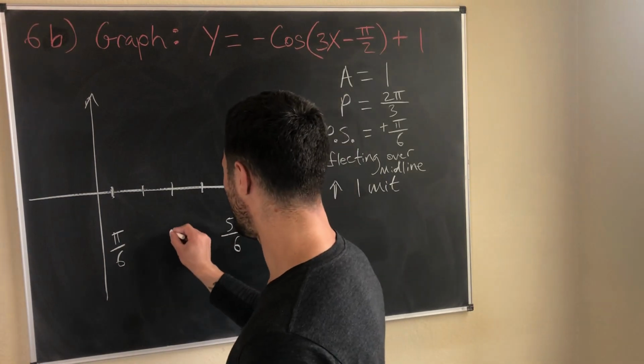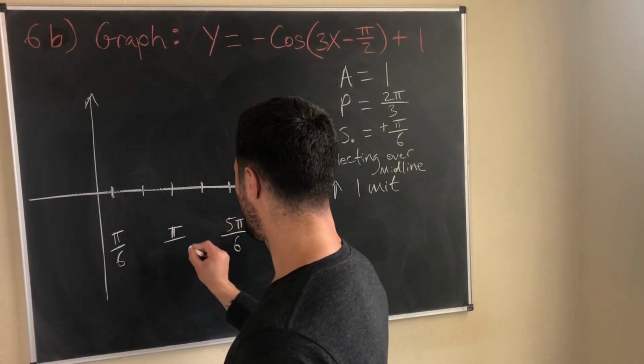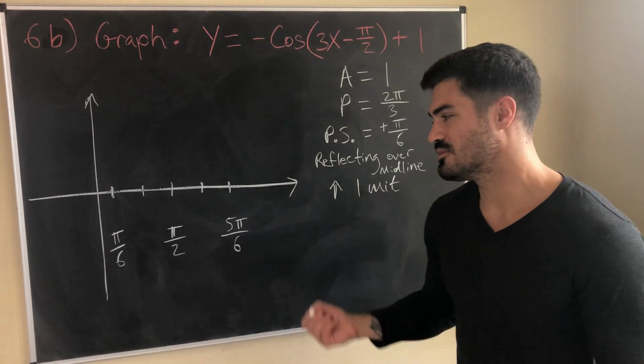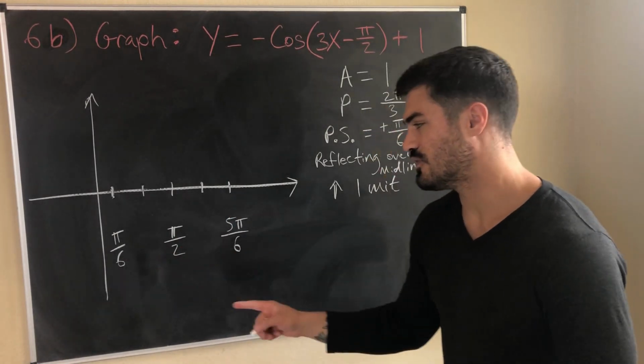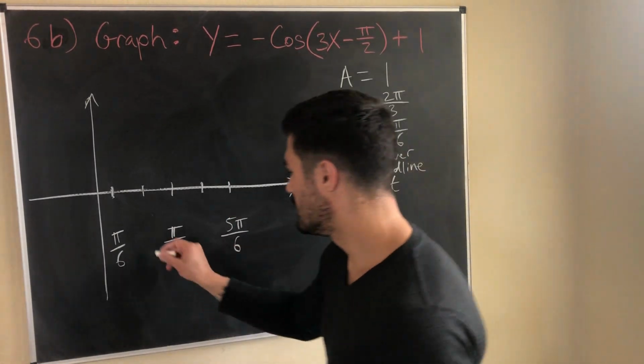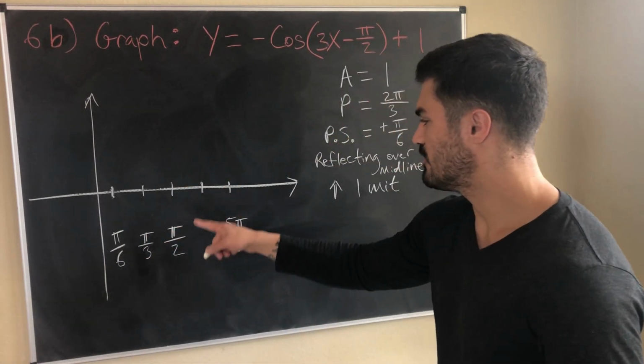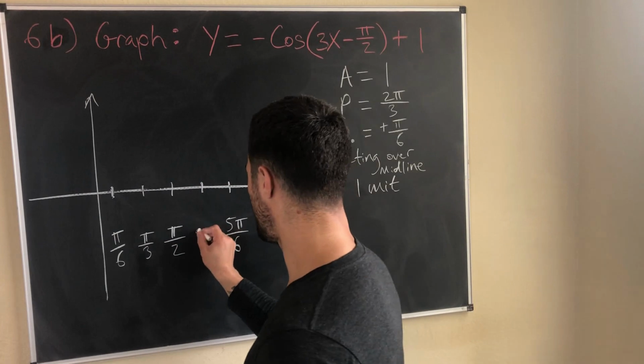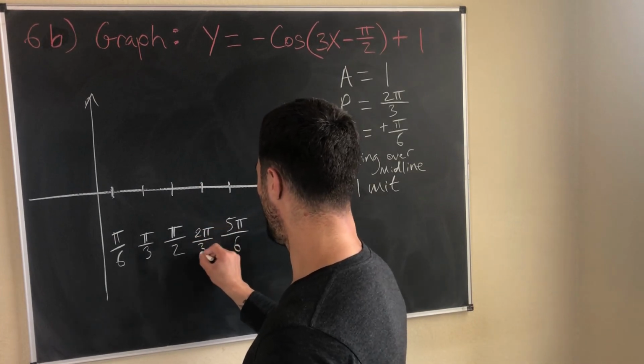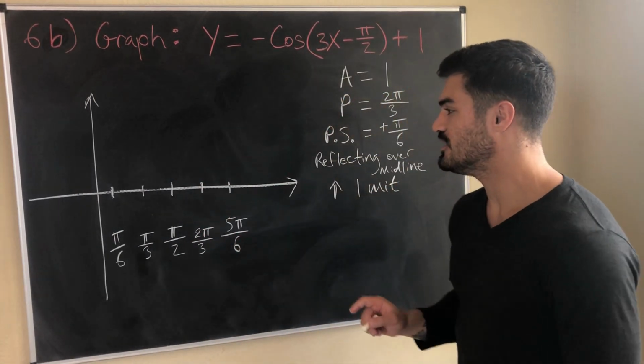So let's see. I'm going to follow that pattern. Pi over 2. And if you didn't notice the pattern, it's all good. You can just add these 2, divide by 2, add these 2, divide by 2. This is going to be pi over 3 because it's 2 pi over 6, 3 pi over 6, 4 pi over 6. That's 2 pi over 3. So we have all our x values that we need.